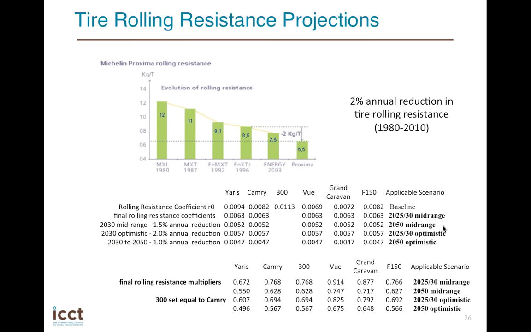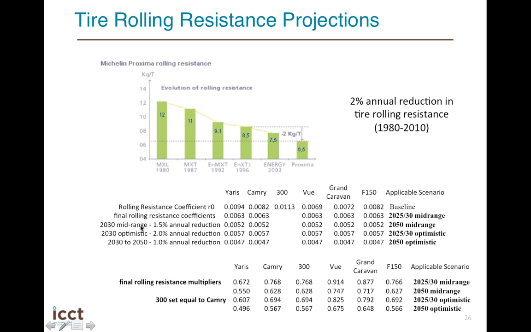For tire and rolling resistance, our future projections were based largely upon a graph that Michelin used to have posted on their website, which shows the progression in rolling resistance of their best rolling resistance tires from 1980 to 2010. And if you actually crank the numbers and compute an annual rate, it comes out to just about exactly a 2% annual reduction per year.